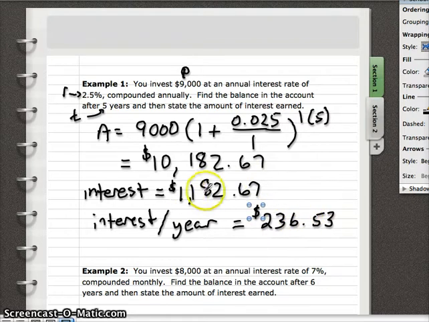And so it added up to 1,182 after 5 years, and that was added to my initial $9,000, gave me a total of $10,182. So a fairly good investment, earning almost $1,200 just from having your money sit in the bank for 5 years. Let's do another example here.